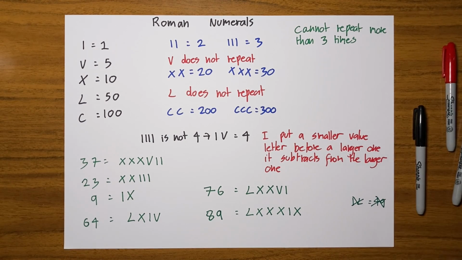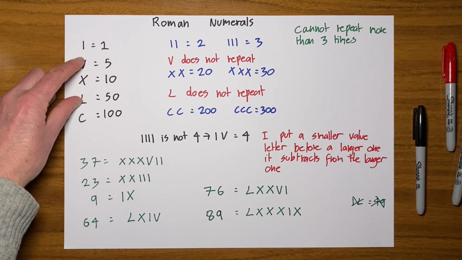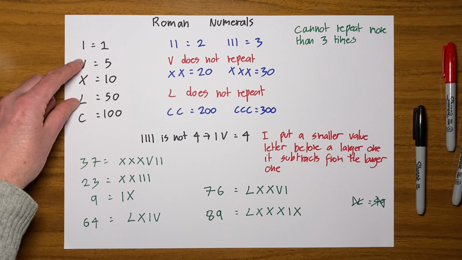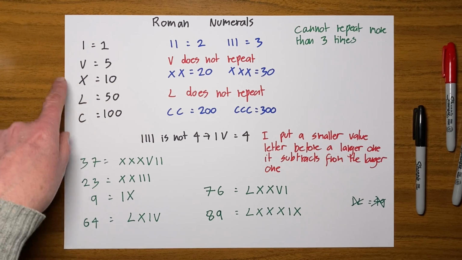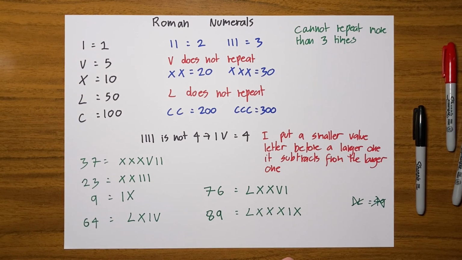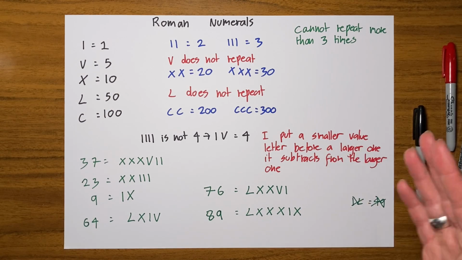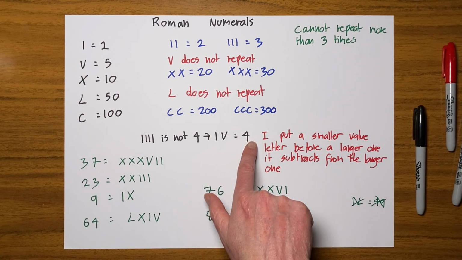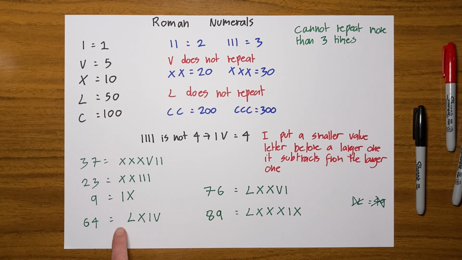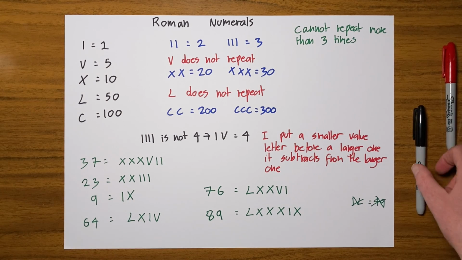So have a look over. The basic things to remember here is that 5s and 50s don't repeat. You can never repeat a number more than 3 times. If you need to do anything to do with a 4 or a 9, then you end up doing 1 less than the number that you're heading up to. So you can see 4 is 1 before 5, 9 is 1 before 10. And we're going to carry on with this in the next video.